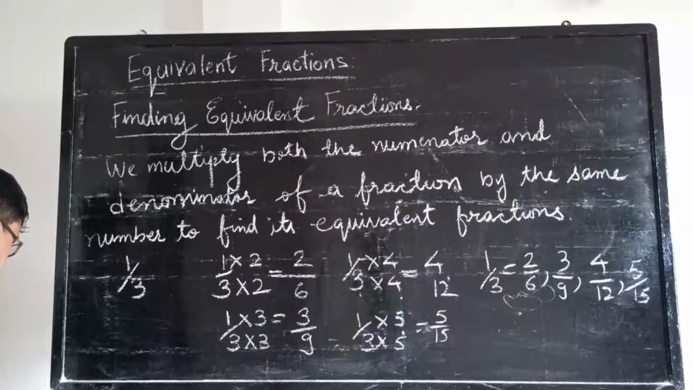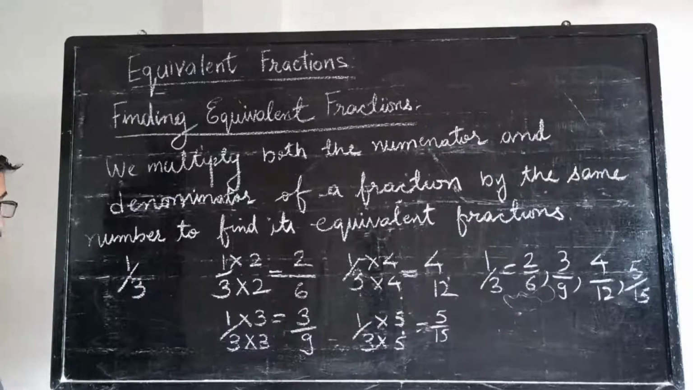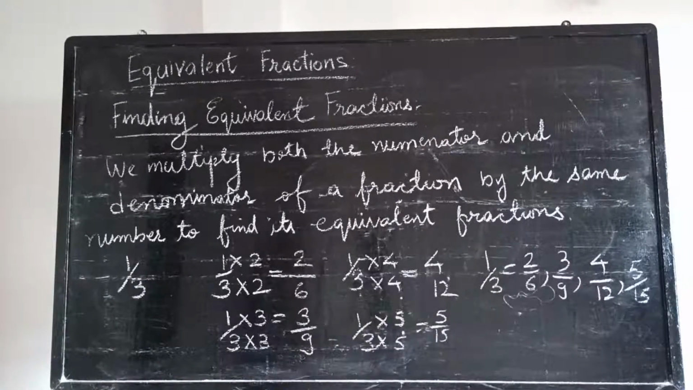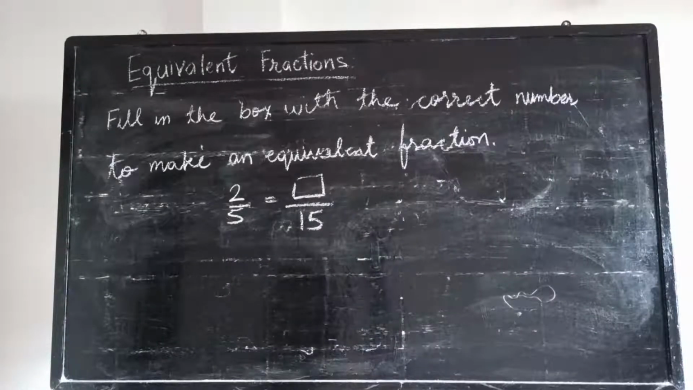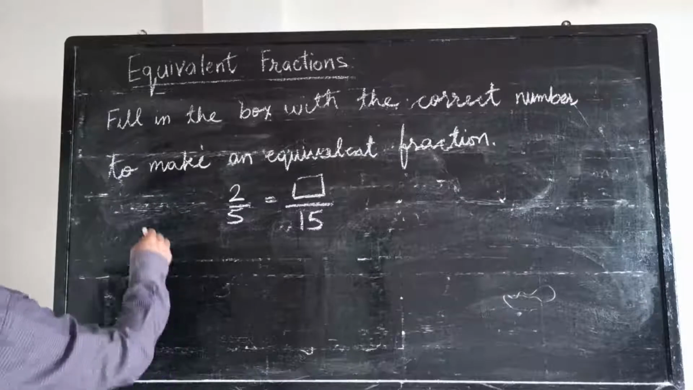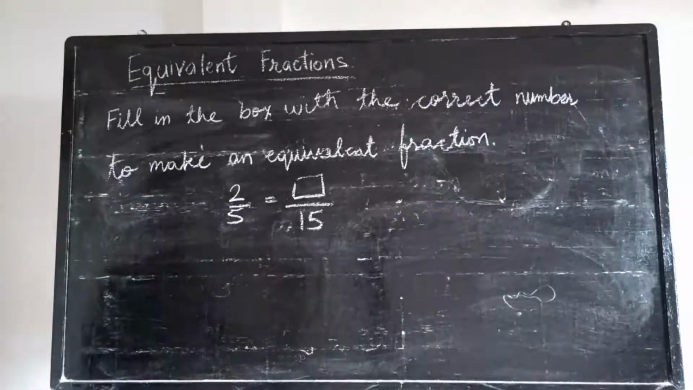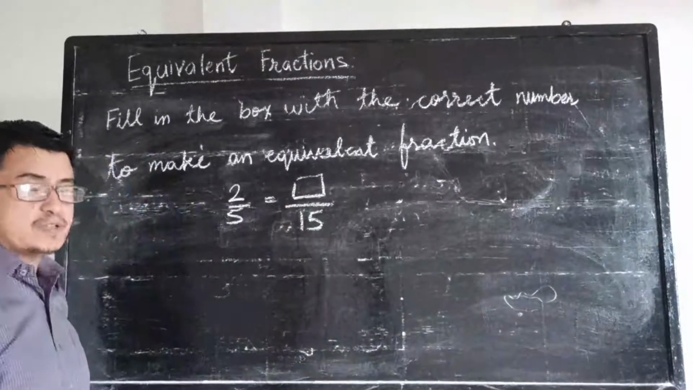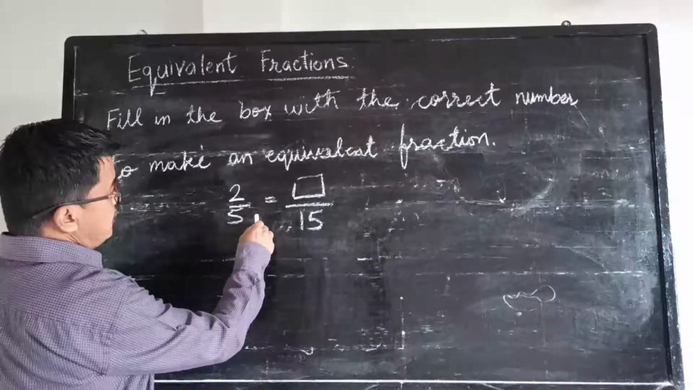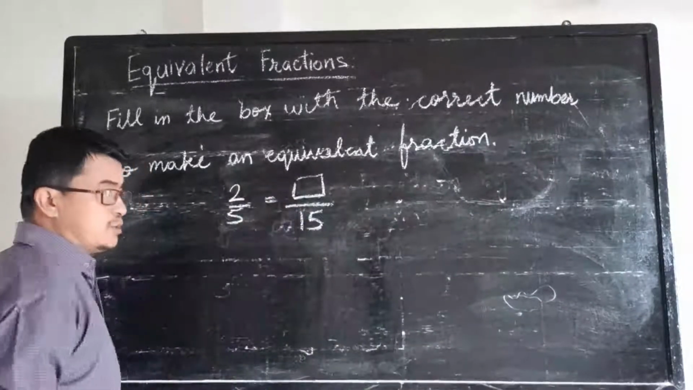Now next we fill the blocks with the correct number to make equivalent fractions. So you have to fill in this box with the correct number to make an equivalent fraction. Now 5 is equal to 15, and 2, we don't know what 2 is equal to.